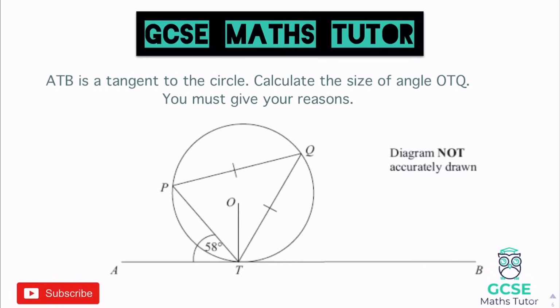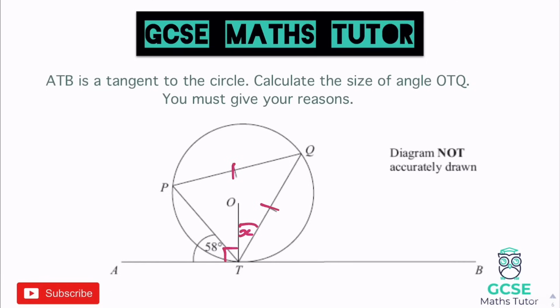Okay, so this one looks a little bit more complicated. We've got ATB as a tangent to the circle. Calculate the size of angle OTQ, and you must give your reasons. Now, OTQ is this angle just here, so it's this little angle in between. Now, we've got these lines on this triangle here telling us that it's an isosceles, that they must be the same length. And we know we've got a tangent, so we've got a 90-degree angle just here.